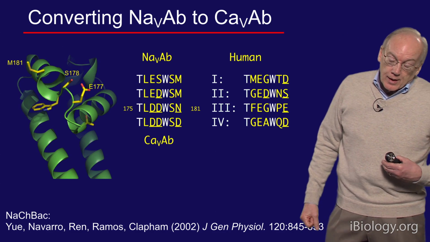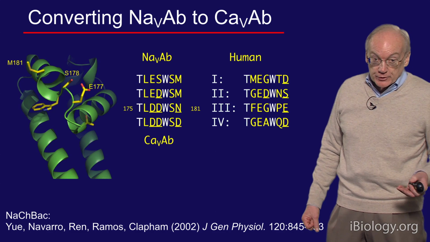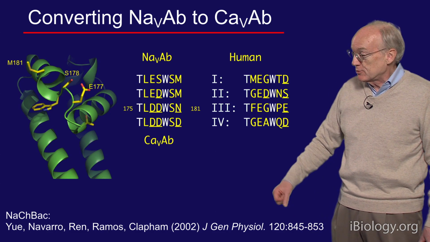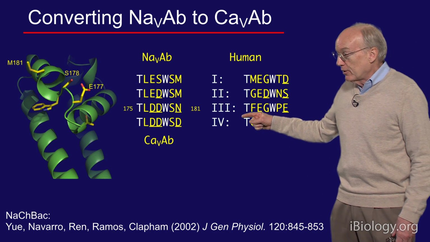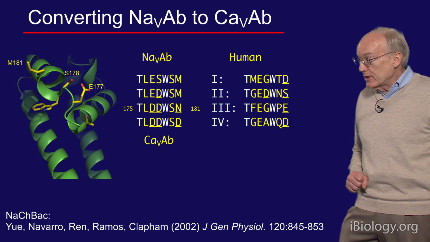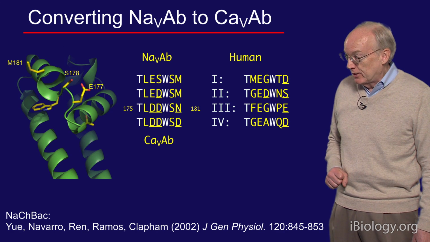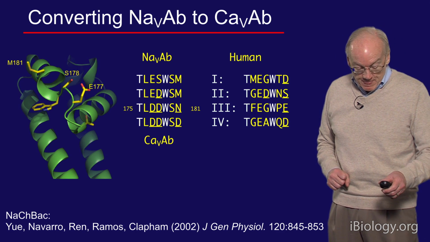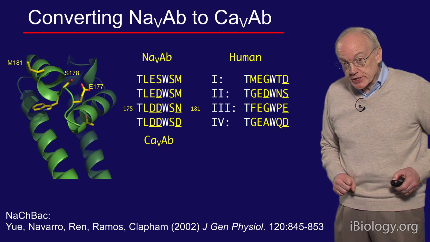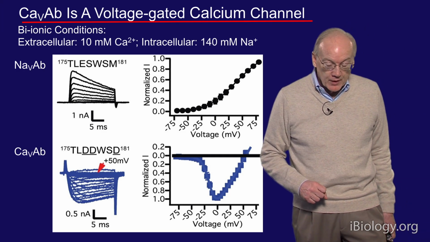We were guided in making these changes by the ion selectivity filter sequence in vertebrate calcium channels, shown for a typical human calcium channel on the right. And you can see from the underlined residues that they often have D in those key positions in human calcium channels. So did we succeed in making a calcium selective channel?